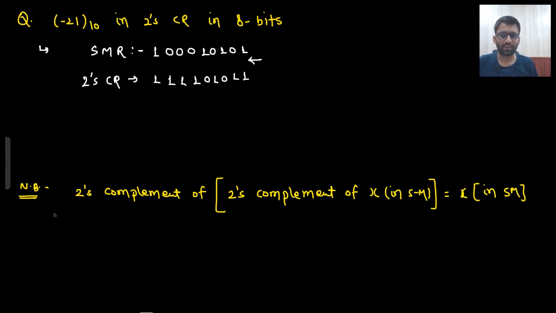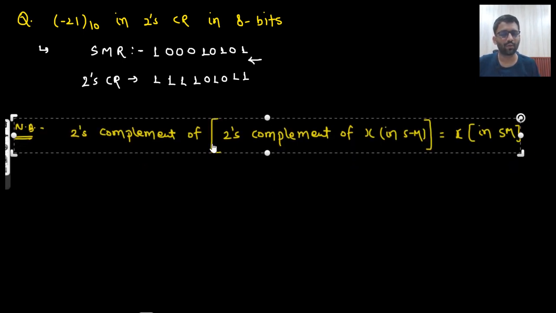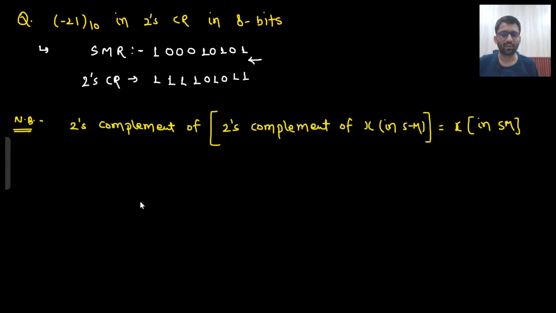Again, there is a note. The same thing is there. That 2's complement of 2's complement of some number, but the number is in sign magnitude representation, you will get the same number. So this note is also there. Okay, let's take more examples. We can take more example of this.